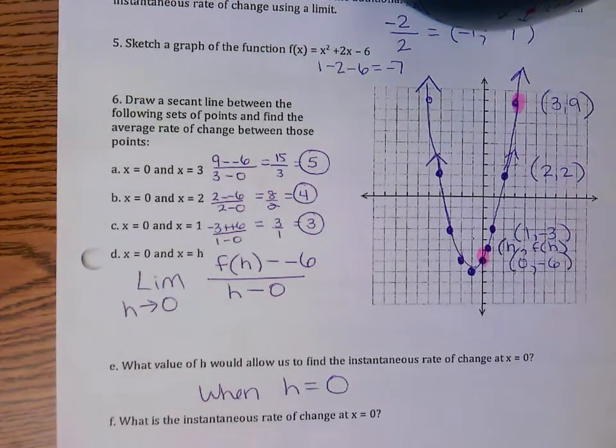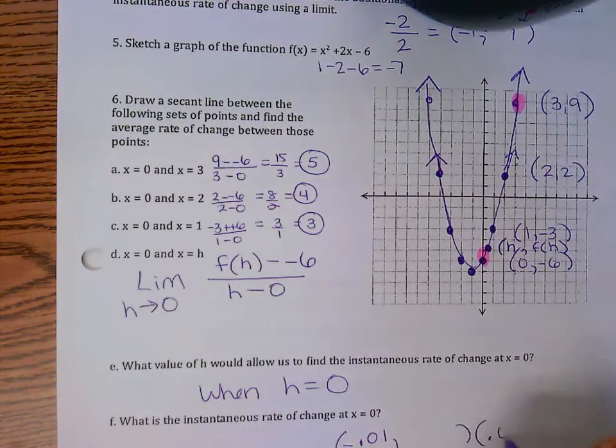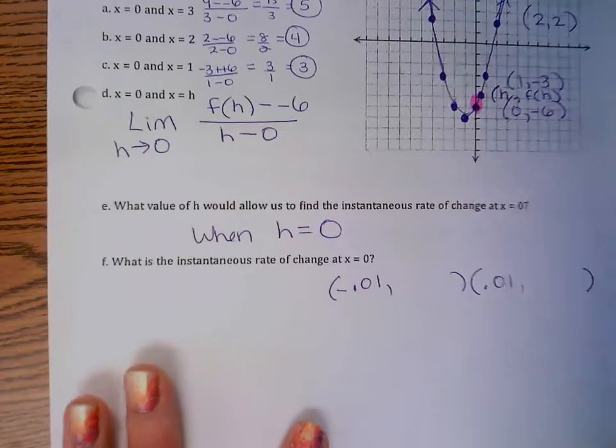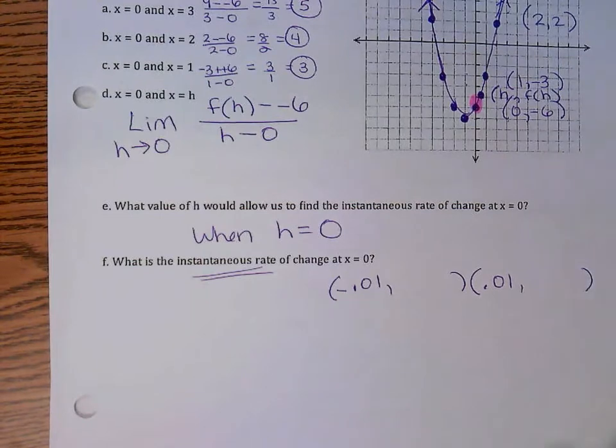So now I want you to find the instantaneous rate of change at 0. So I actually want you to do it using our old method. So if we want it at 0, we're going to go to that negative 0.01 and 0.01. So let's find the instantaneous rate of change the old way here. We're going to learn how to find this limit next time using the definition of a derivative.